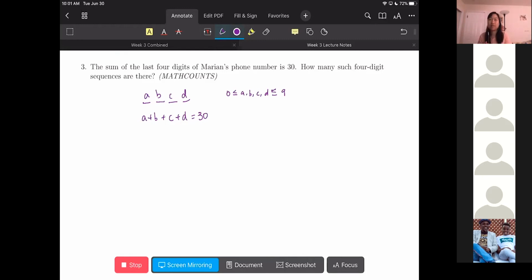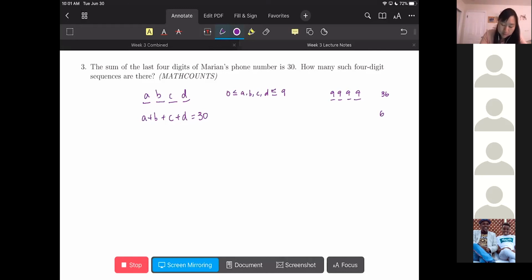back into a type of problem that we know how to solve. One thing I'll note here is because all these numbers are less than or equal to 9, the maximum sum of any four-digit sequence is 36, which is if all of them were 9s. So we know the sum is 30 and the maximum sum is 36. We need to somehow subtract 6, basically some numbers from here to make 6.